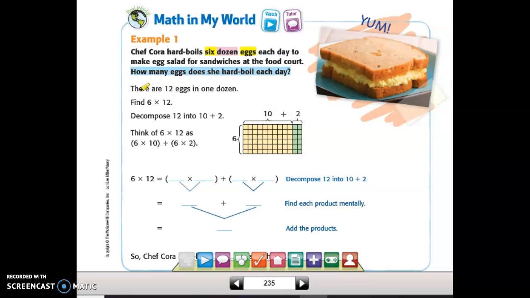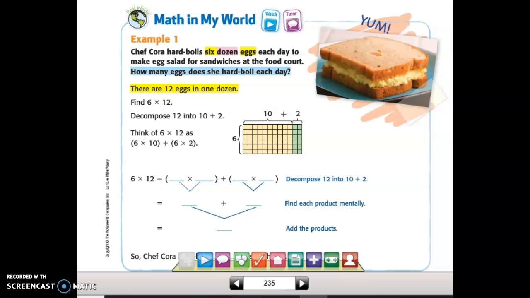There are 12 eggs in 1 dozen. So this is our other piece of information. And you might get to a point where they don't tell you that. You need to just know. I know it will happen when we get to converting measurements. So we're going to find 6 times 12.